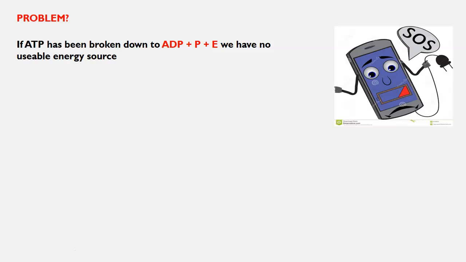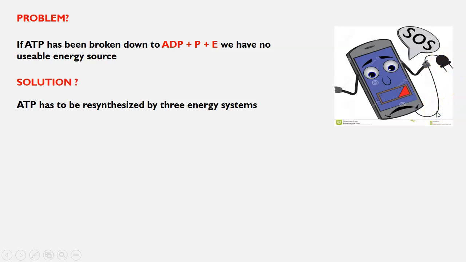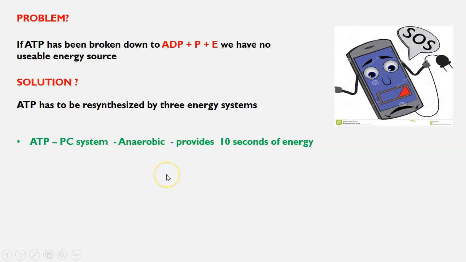We have no energy. Think of it as a phone battery. Imagine you've got a phone and your battery life is only 3 seconds. Once it's dead, that's it, it's done. Okay, you're going to have to recharge it, or resynthesize it to get the energy back. So ADP plus P plus E, we have no energy, we have to charge it to get ATP back. What is the solution? Okay, we have to plug our phone in, we have to recharge it, we have to get our ATP back. We do this via 3 energy systems.